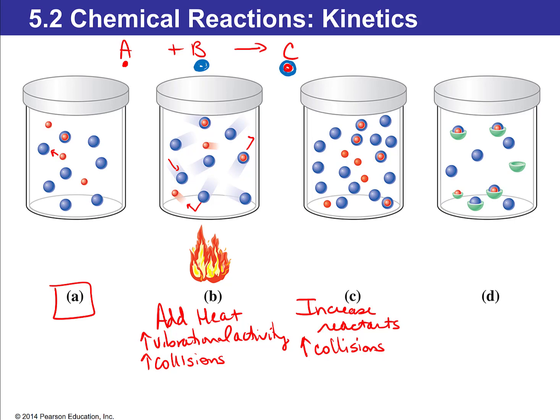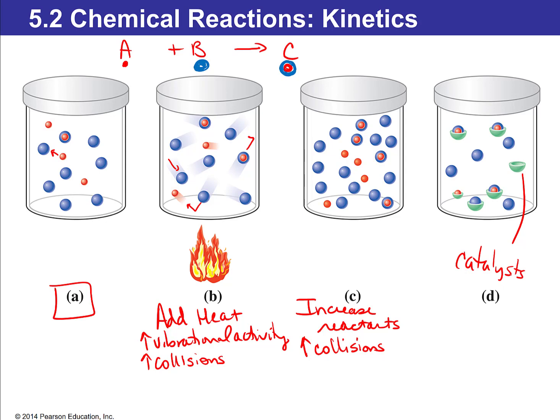What is D? What's different about D from A? It has little green things. It has these little cups. These are catalysts. And the catalyst is doing exactly in that picture what it does.